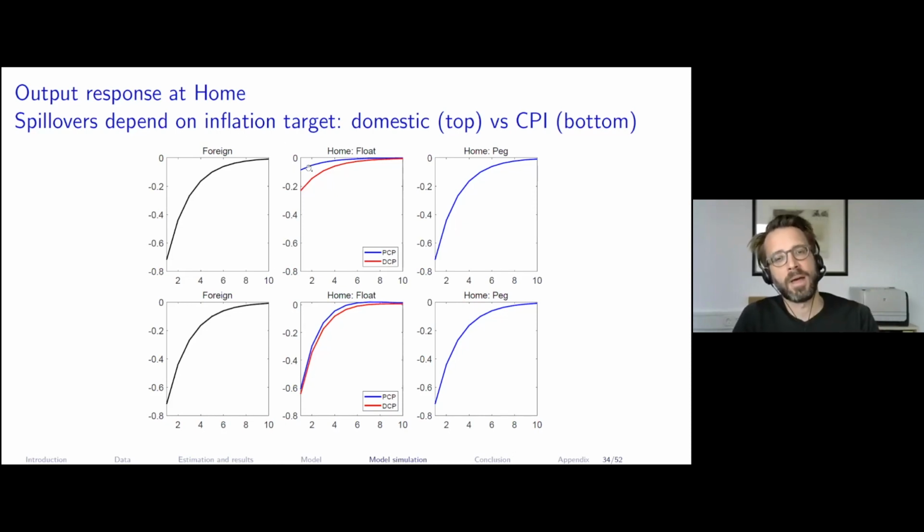Negative output gap, that is, and so you get a larger spillover, but still it's a far cry from what you get under a peg.